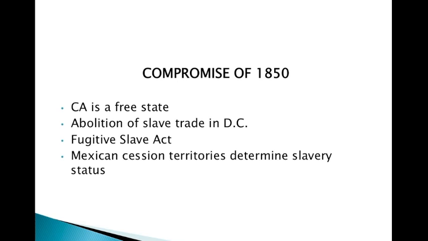And the compromise also included that the new territories, excluding California, would determine their own slavery status. So, in other words, their own provisional government could determine whether that state was going to be a free state or whether it was going to have slavery.